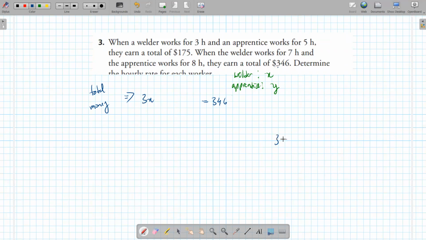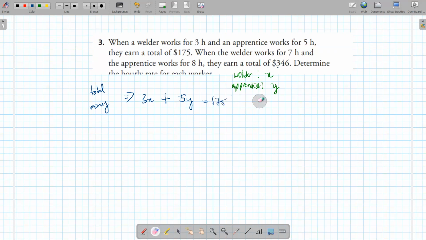Also look at it this way, 3x, does the unit match up? We know the unit has to be in dollars. The unit of 3 is hours. The unit of your x is dollars per hour, right? See the hours cancel out? Then you're left with a dollar, so it's going to be 3x. 3x plus what? 5y. 5y is equal to 175. 3x plus 5y should be 175. There you go. That's your first equation.